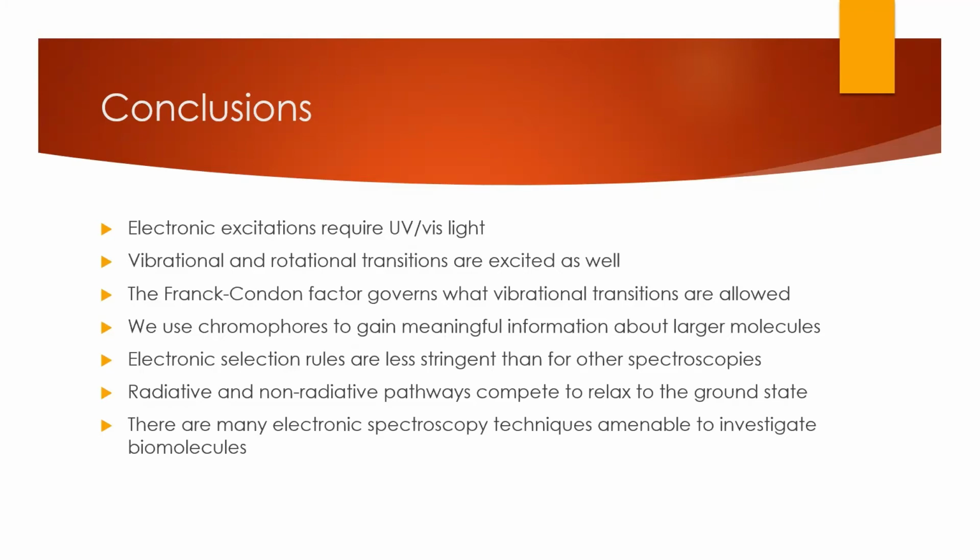We also saw electronic selection rules, and these selection rules are even less stringent than our other not very stringent selection rules, but we still have a dominant pathway based on these selection rules. And when a molecule is in an excited state, it's pretty complicated what could happen to it. It could go through non-radiative pathways and go back to radiative pathways, but it's not as simple as absorbing and emitting a photon of the same intensity. And we've used some of these techniques to look at biomolecules.